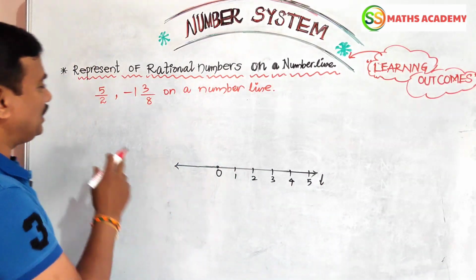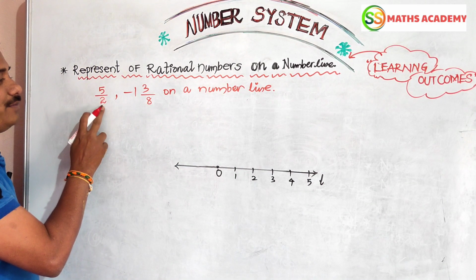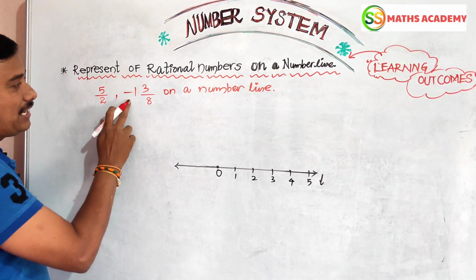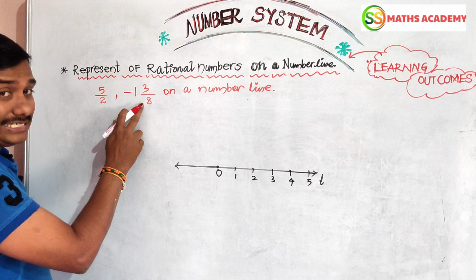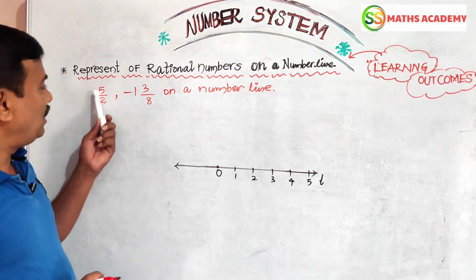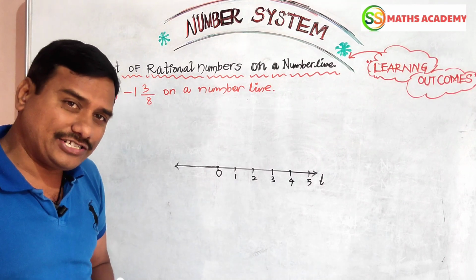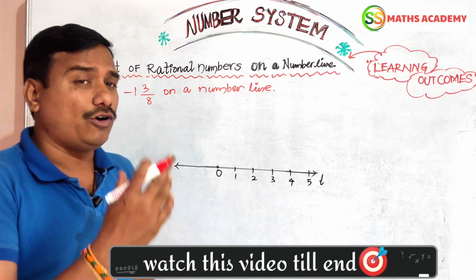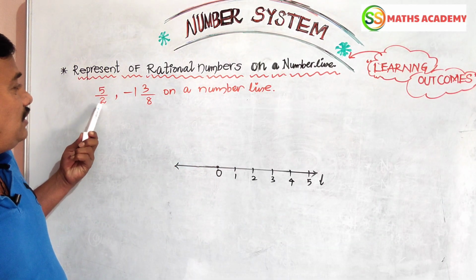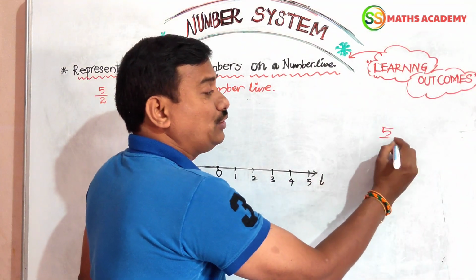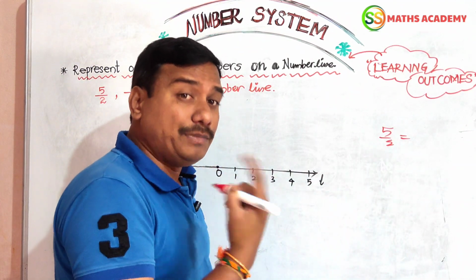Let us see. The first question is to represent 5 by 2, which is in p by q form, a rational number, on a number line, and minus 1 by 3 by 8, a mixed fraction, also on a number line. First, you should observe that 5 by 2 is an improper fraction. We cannot represent an improper fraction directly on a number line because the numerator is more than the denominator. So this number can be converted into a mixed fraction.